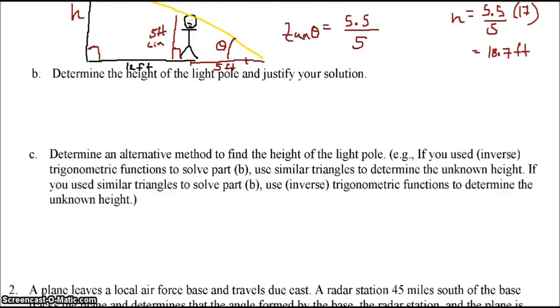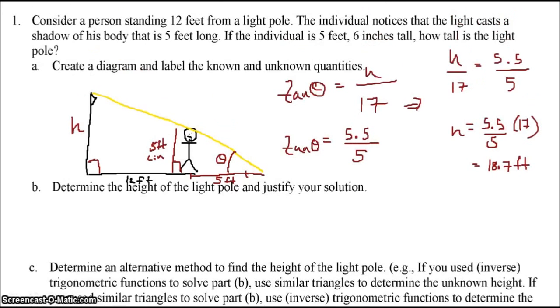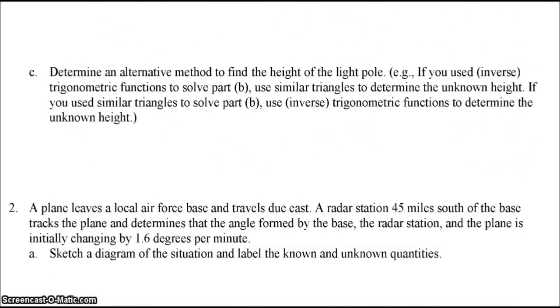Determine an alternative method to find the height of the light pole. If you used inverse trigonometric functions to solve part B, use similar triangles to determine the unknown height. If you used similar triangles, use inverse trigonometric functions. So essentially, we used similar triangles because these two triangles, the little one and the bigger one, they both have 90-degree angles. They both share the angle theta. They're similar. We can set up this ratio of the height over the long piece equals the other height over the base and solve that proportion.